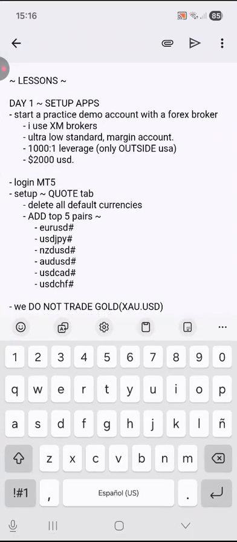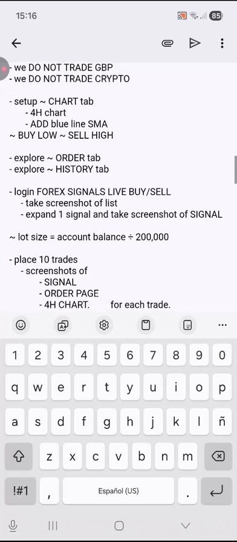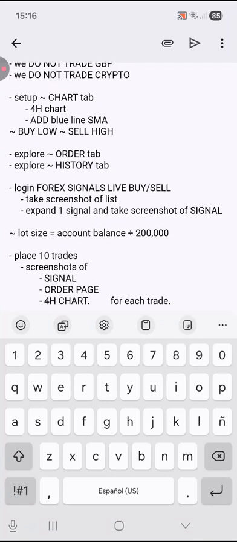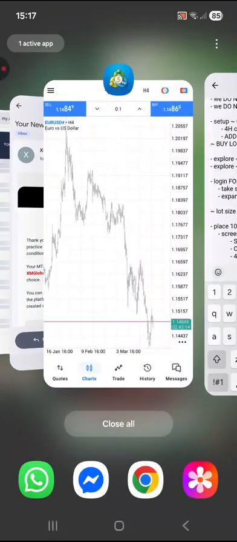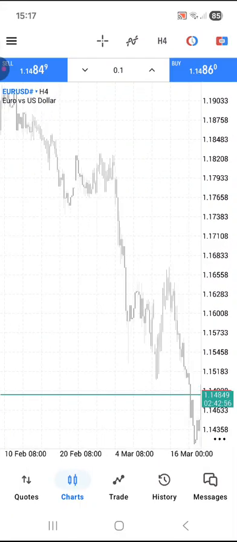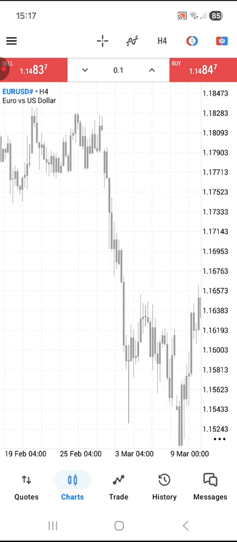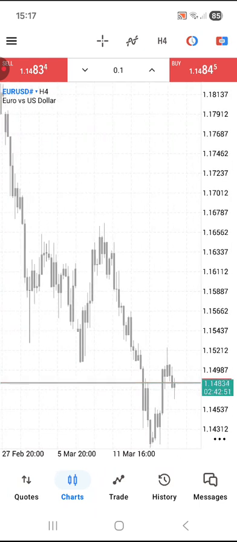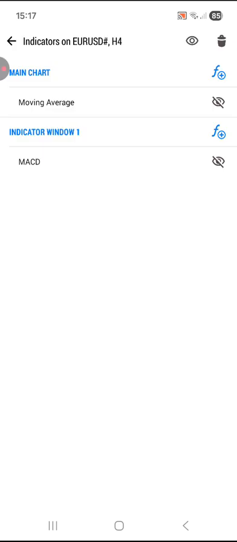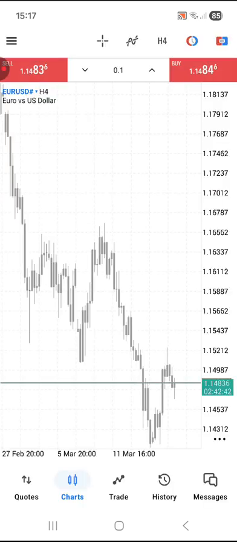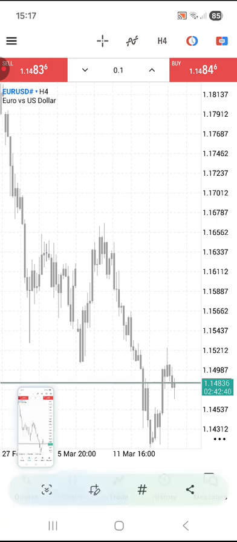Okay, so now we're down to the tab, setting up the chart tab. The 4-hour chart, we're going to add this blue line. It's called a simple moving average. It's just the average price that the market has closed these candles, the past 10 candles, okay? It's a mathematical line that we put here. So I want to add, up here there's different, I'll take a screenshot so I can teach here.